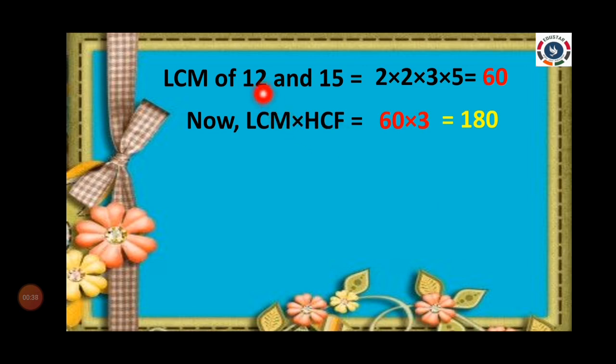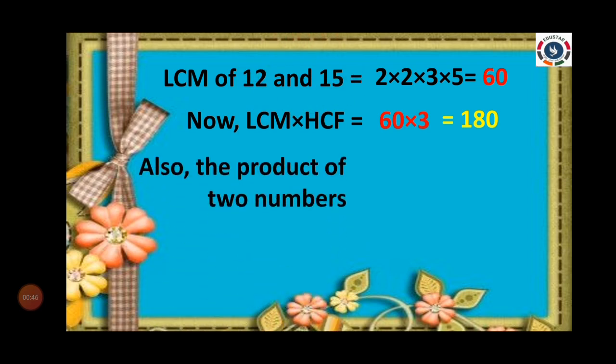What is that? 12 and 15. These are the two numbers. These two numbers we are going to multiply again. So also the product of two numbers, that is 12 into 15. So 12 into 15, if you are multiplying these two values, you will get the answer 180. So both values are equal.